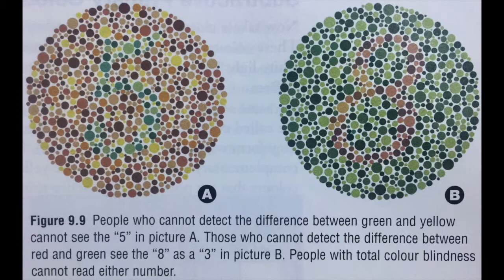A simple test for color blindness is shown in figure 9.9. People who cannot detect the difference between green and yellow cannot see the 5 in picture A. Those who cannot detect the difference between red and green see the 8 as a 3 in picture B. People with total color blindness cannot read either. I see the 5 and I see the 8. The 5 is not terribly clear, but fair enough.